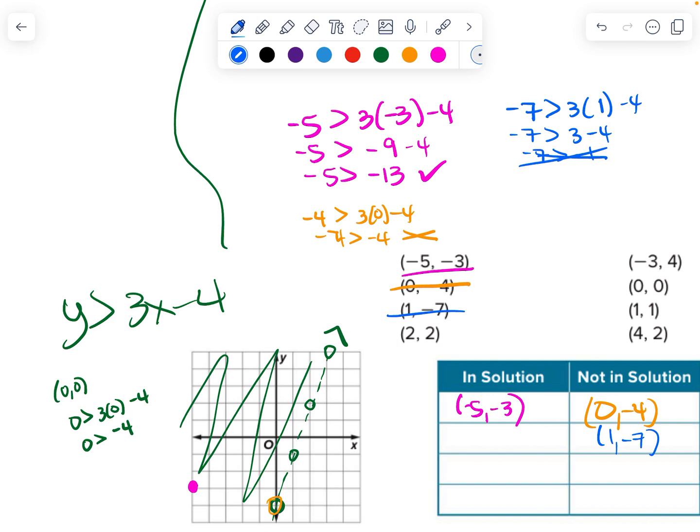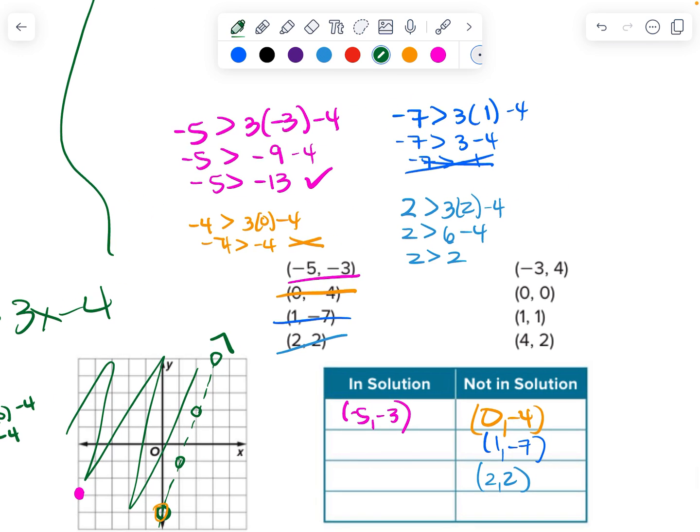Then if I did 2, 2. So 2 greater than 3 times 2 minus 4. Is 2 greater than 6 minus 4? 2 greater than 2? No. Okay. So -3, 4. So 3 times -3 minus 4. So 4 is greater than -9 minus 4. So is 4 greater than -13? It is. So this would go here, -3, 4.